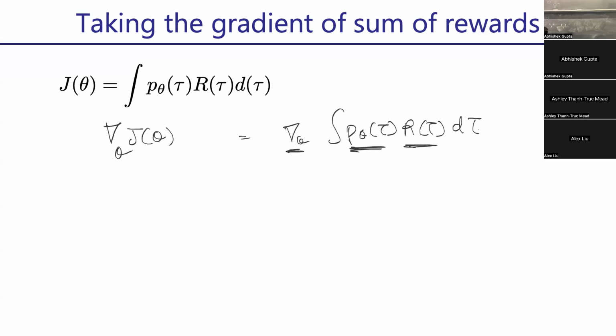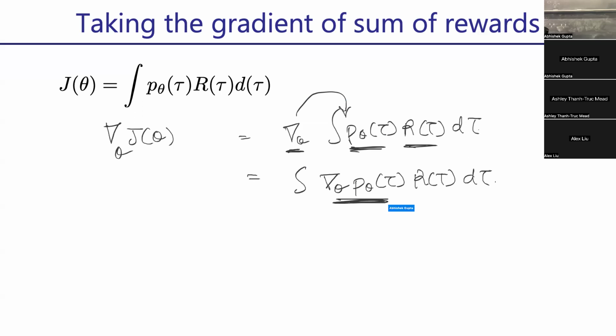Under certain conditions, you can swap the gradient and the integral. And so you can write this as the integral of grad theta p theta tau times r tau. R doesn't depend on theta, only p theta tau depends on theta. And so for the gradient, you can think of R as a constant. So this is just going to be the gradient of the probability distribution times the reward. I've just moved the gradient inside the integral. That's it.